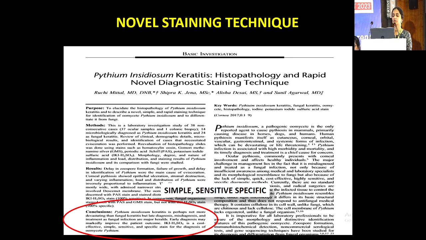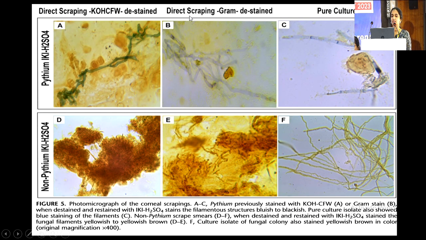It is the iodine potassium iodide sulfuric acid stain, which is thought to be very simple, sensitive and specific. In this picture, using the IKI H2SO4 staining, the three pictures on the top show the blue-black color. These are of the pythium filaments. Because of the presence of cellulose in the cell wall, which reacts with the H2SO4 and the potassium iodide to turn blue-black, these have stained blue-black.